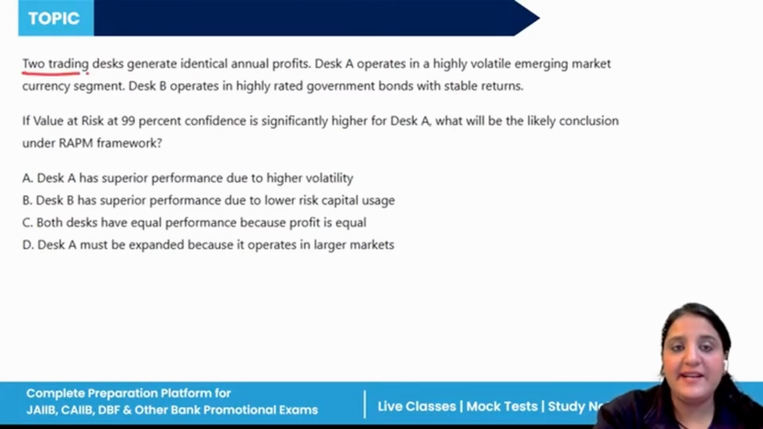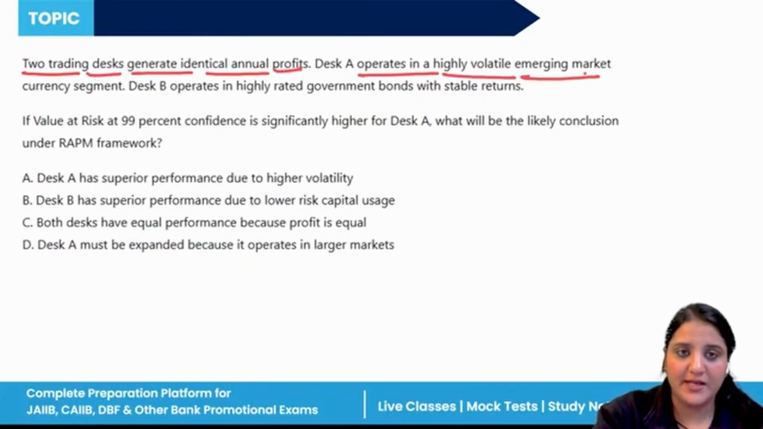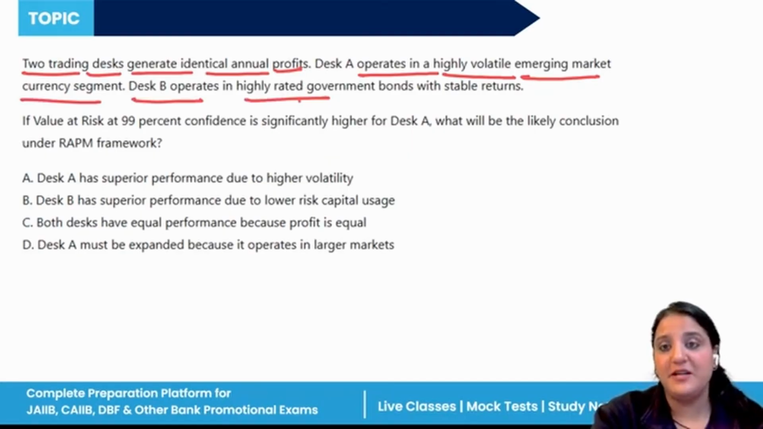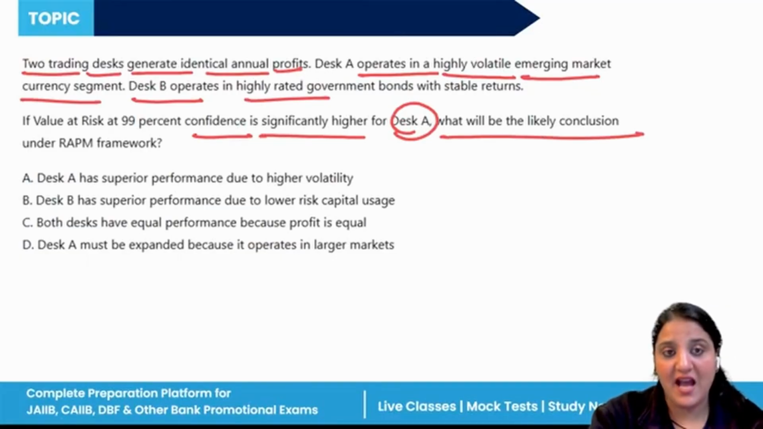So two trading desks are generating identical annual profit. Desk A operates in a very highly volatile emerging market currency segment. Desk B operates in highly rated government bonds with stable returns. If value at risk at 99% confidence is significantly higher for desk A, what will be the likely conclusion under the RAPM framework? Which option is correct here?